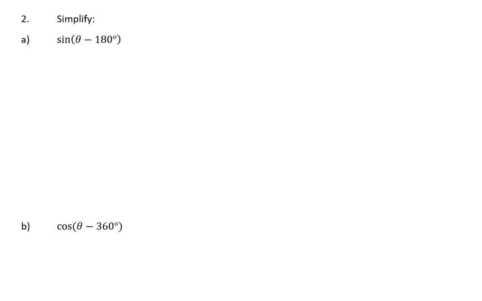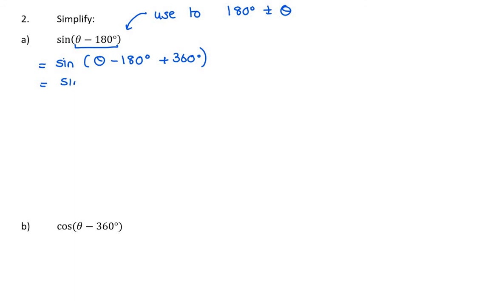Now we need to look at some little bit more interesting things. So question 2 says simplify, and you'll notice that this is almost like it's the wrong way around. I'm used to having the axis first. So I'm used to 180 degrees plus or minus theta. I'm not used to theta minus 180 degrees. So don't forget that you can always add 360. So if I have sine of theta minus 180 and I don't like that, I'm just going to add 360 degrees. So this actually becomes sine of theta, and minus 180 plus 360 is plus 180 degrees.